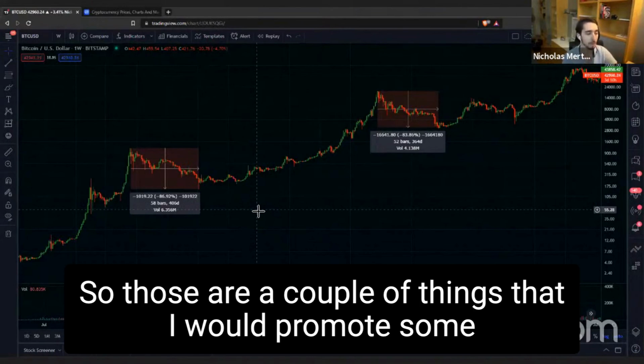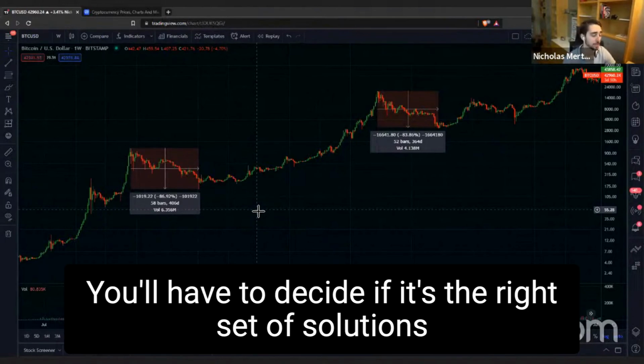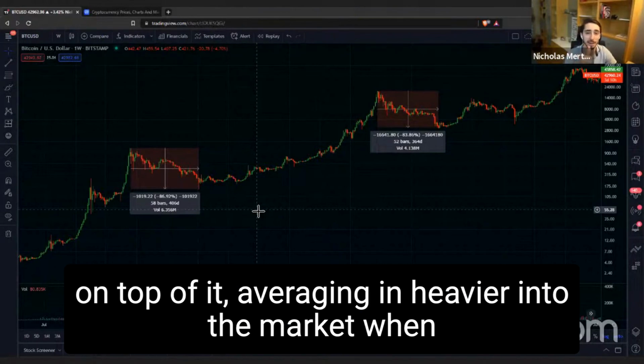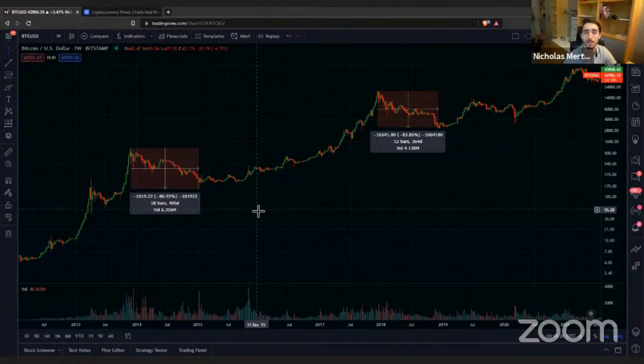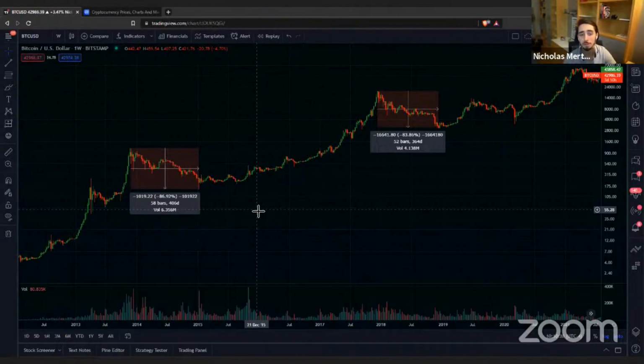Those are a couple of things that I would promote as potential strategies to consider. But to each their own, you'll have to decide if it's the right set of solutions for you guys. But basically, to wrap it all up and put a bow on top of it: averaging in heavier into the market when we get major discount opportunities and holding off during bear markets, and then outside of that, earning yield on your existing crypto assets that you already purchased.